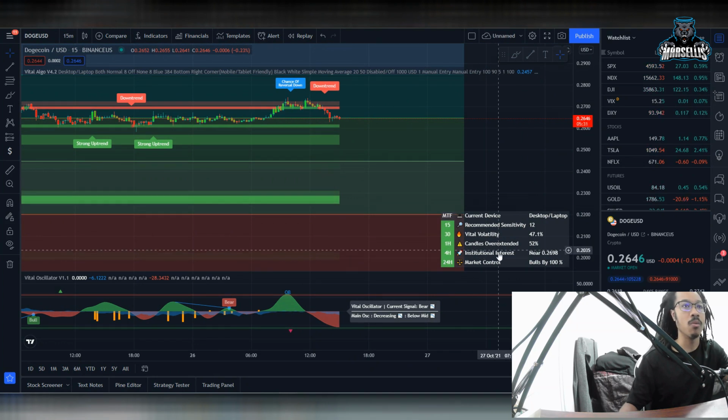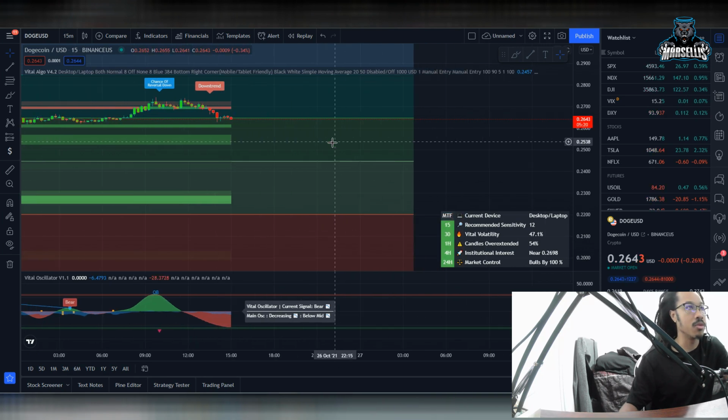But anyways, as you can see here, it's showing that the 24-hour market control is in control by the bulls by 100%. That's pretty big. And then over here, you can see this red area. It shows the oscillator going down, which is our volume, which pretty much means there's a lot of people selling right here at this area with Dogecoin.